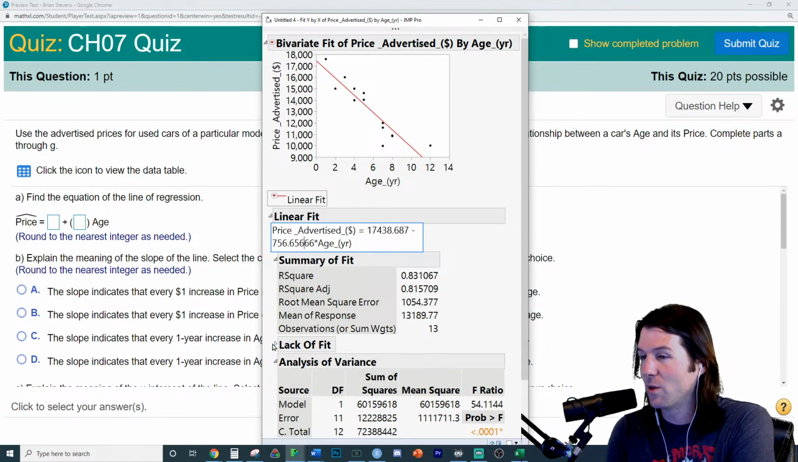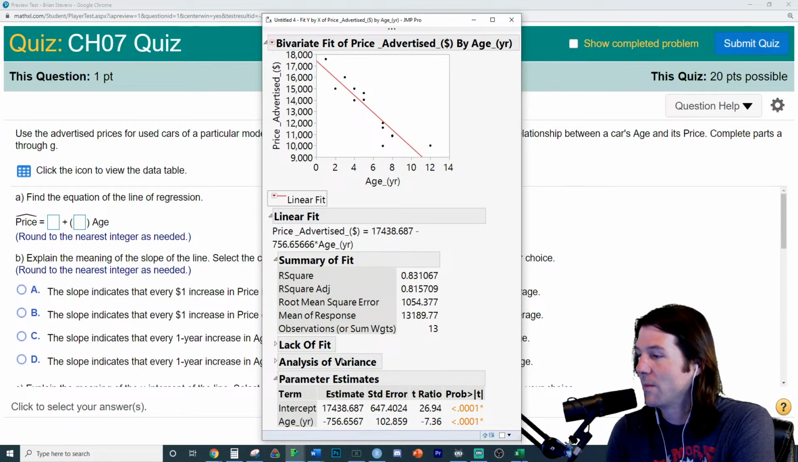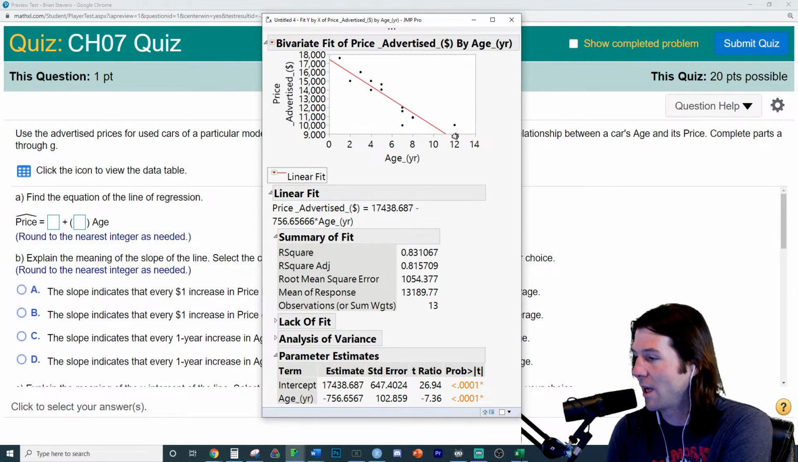No, you don't need to include the lack of fit, or the analysis of variance. Good question, Ben. This would be your output, like if we were including this for visualization number 5, we'd use output like this.